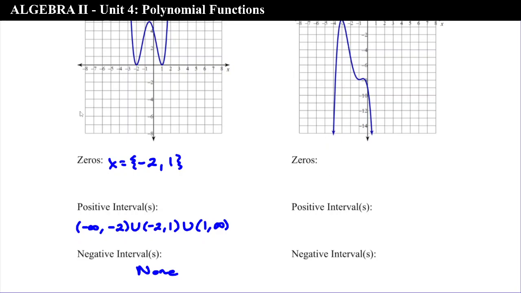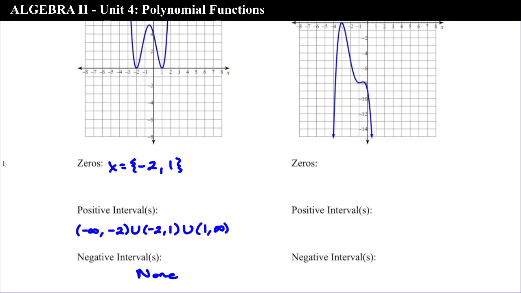All right, let's look at this last graph. So we have a 0 at -3, and that's our only 0. So we can just write x equals -3. We have no positive intervals. Everything's happening at or below the x-axis. Now for our negative intervals, we are going to have everything but -3, because at -3 the value is 0, and that's not negative. So we've got -infinity to -3, union with -3 to infinity.